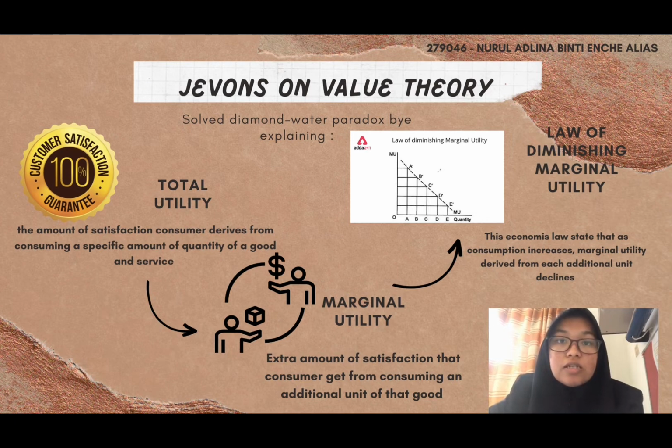Total utility is the total satisfaction a person receives from consuming a particular quantity of goods. Marginal utility is the additional utility a person receives from consuming an additional unit of the particular goods. Meanwhile, the law of diminishing marginal utility is that the marginal utility gained by consuming equal successive units of a good will decline as the amount consumed increases.